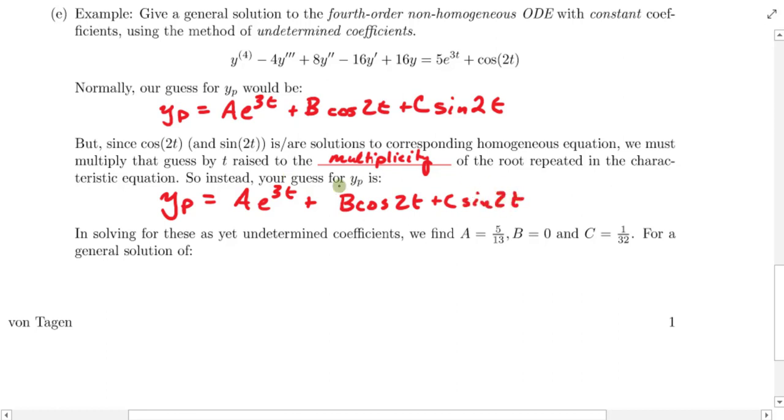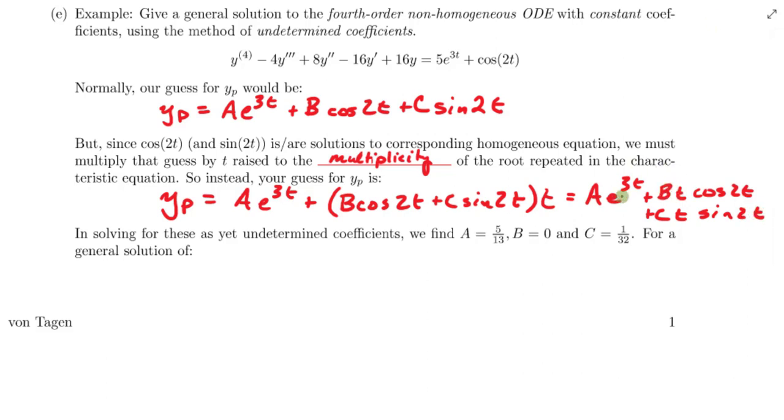But the rule says to give us a solution that avoids those homogeneous solutions, we go ahead and multiply that by a factor of t. Or another way to say that, our guess would be a e to the 3t plus bt cosine 2t plus ct sine 2t. I'll fix that b. And so this is what we would do the method of undetermined coefficients on. I'm not going to practice that here.